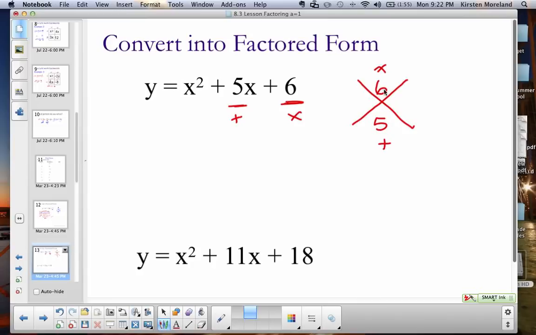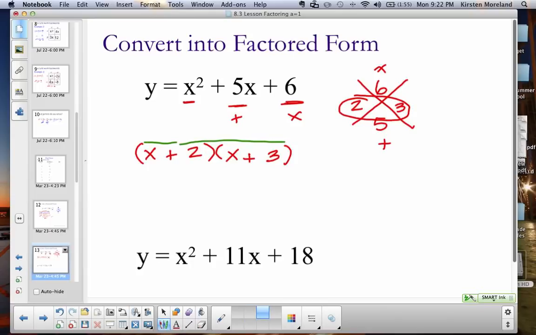So factors of 6, so multiplying to 6 would be 2 times 3. That adds to 5. So again, your factored form is 2 parentheses. And you're always going to have an x and an x to start because that's how you get x squared. 2 and 3 are the numbers in your factor. So x plus 2, x plus 3. And again, that's your final answer.